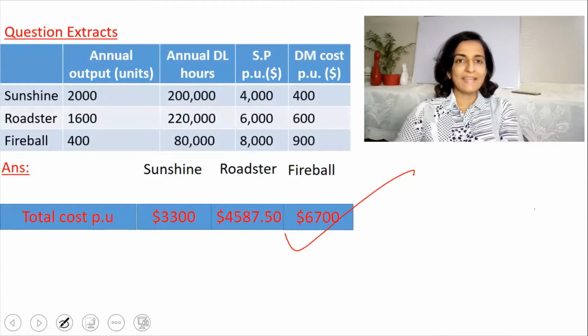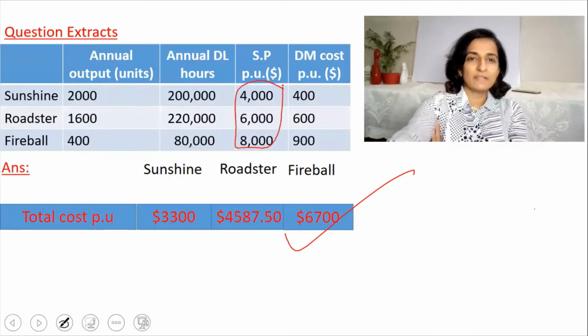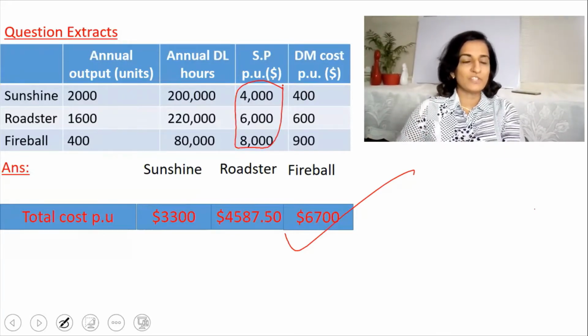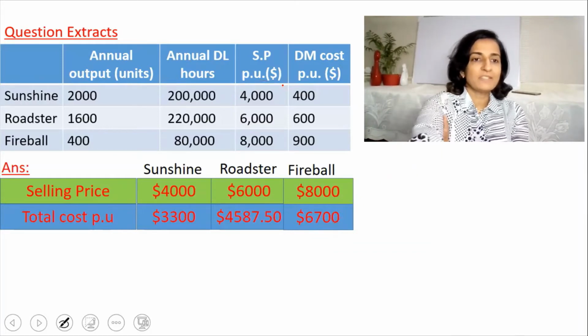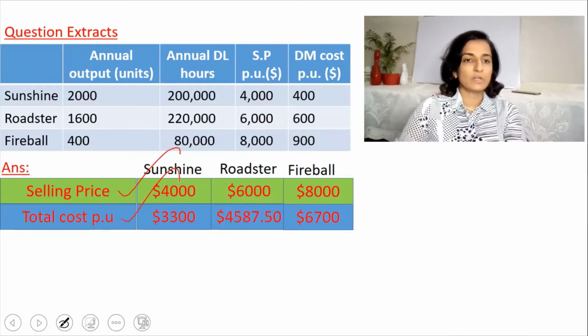Okay, so the selling price, yes, it is here. The selling price of all the three products. So we shall fill that in our answer sheet. So selling price is 4,000, 6,000, and 8,000 for all the three products. So what is the profit? Profit is selling price minus total cost.